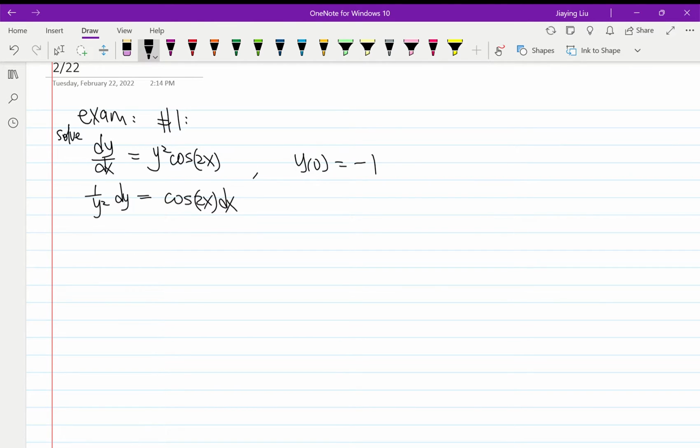Then I'm going to integrate both sides, but before I do that, the left-hand side I'm going to write as y to the negative 2 dy. The right-hand side I'm going to leave the way it is for now. When I integrate, the left-hand side is not going to be natural log, right? Because it's not 1 over y that we integrate. It's 1 over y squared.